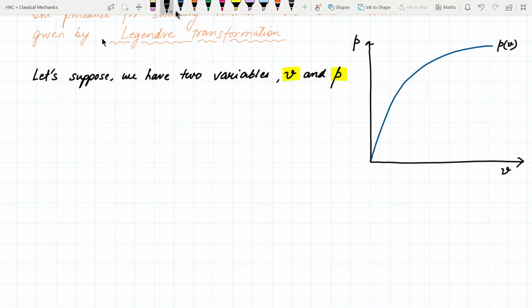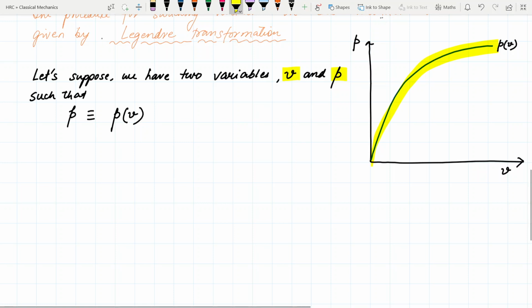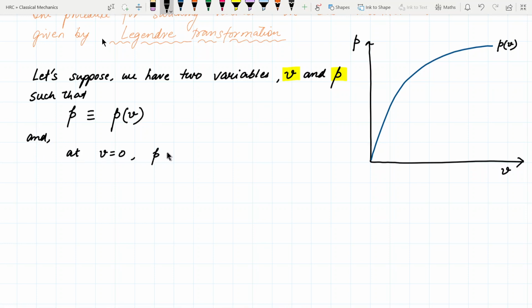Okay, you have two variables V and P such that the P quantity is a function of V, as it is obvious from this graph. Okay, there is a relationship that exists between both. So that means, just as on the y-axis, if there is a relationship between y and x, then y can be written as a function of x. Okay, and at V equal to 0, P is also 0. That means here when V is equal to 0, P is also equal to 0. So that means that there is a functional relationship between P and V.